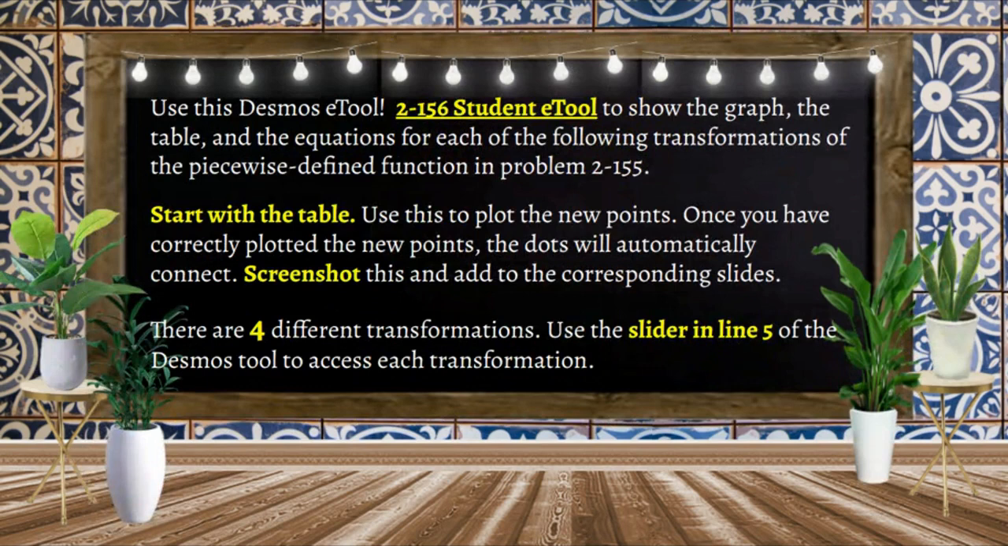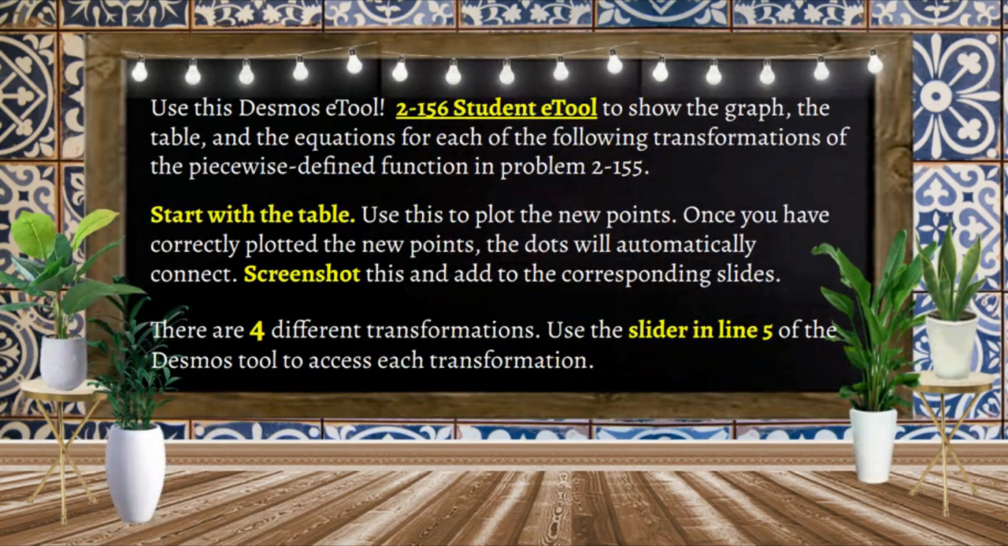To be successful with this, start by filling in the table. And then on the Desmos e-tool, you will have to plot points, and you'll take those points from your table. Once you've correctly plotted the new points, they will automatically connect. So if your dots aren't connecting, that means something's incorrect. Once you have the dots connected, screenshot it and add it to your slide.